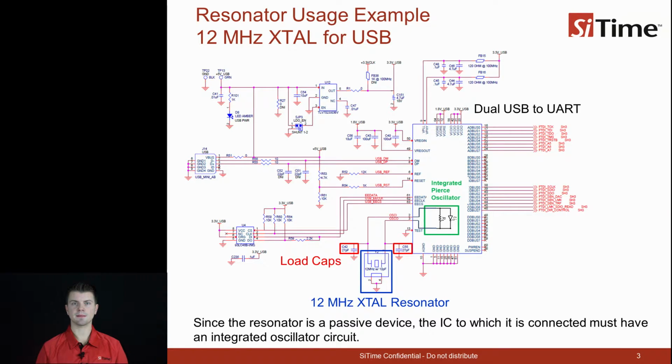This schematic example is from a public Texas Instruments reference design and shows a 12 MHz crystal resonator connected to a dual USB UART IC. The crystal resonator is shown in the blue rectangle, the load capacitors in the red rectangle, and the integrated amplifier is shown in the green rectangle. It is important to re-emphasize that the crystal resonators are passive devices and require the amplifier and load capacitors to oscillate for a Pierce oscillator using the parallel resonant calibrated crystal.